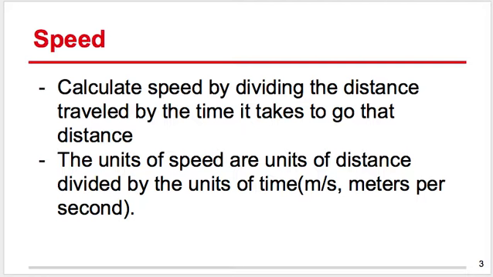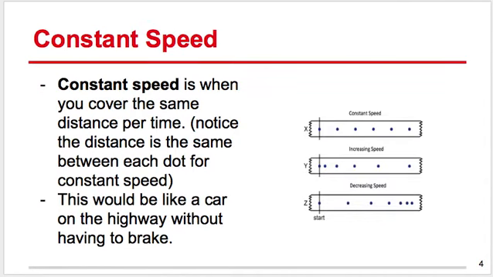The unit of speed is units of distance divided by the unit of time. So it's meters per second, feet per second, miles per hour, things like that. Those are all units for speed. For the SI, it will be meters per second. Constant speed is when you cover the same distance per time.